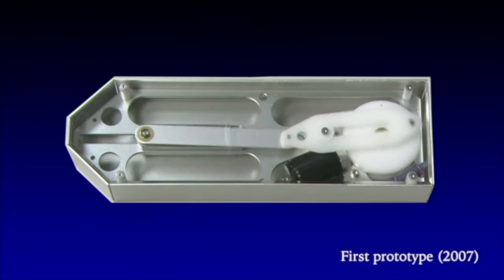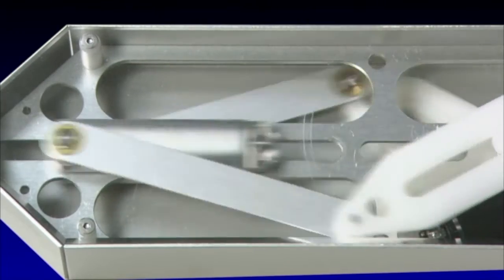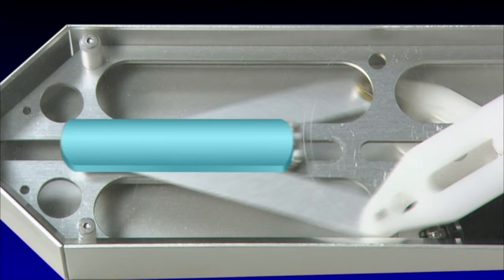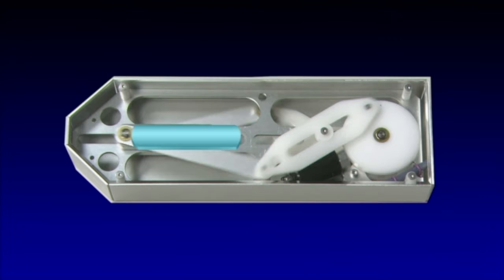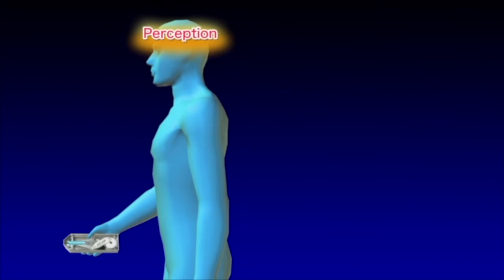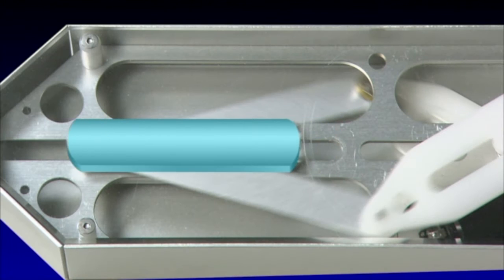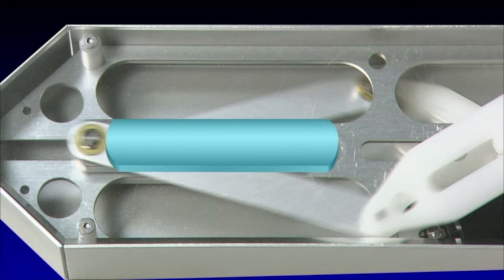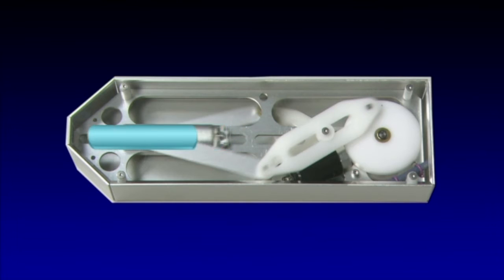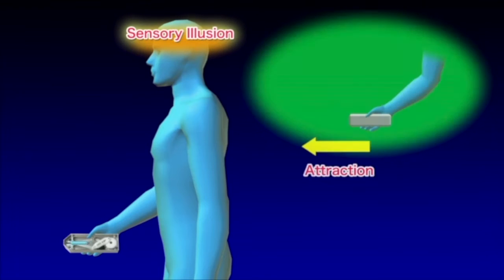Here is the first Buru-Navi prototype. The slider in this equipment moves back and forth in a cyclic manner. If it moves left and right at the same speed, a person would perceive this movement as simply vibration. However, if the slider is made to accelerate rapidly in one direction and decelerate gradually in the other, a person would only feel the former rapid movement. In this way, a sensory illusion is created in which the vibration is felt like an attraction force.